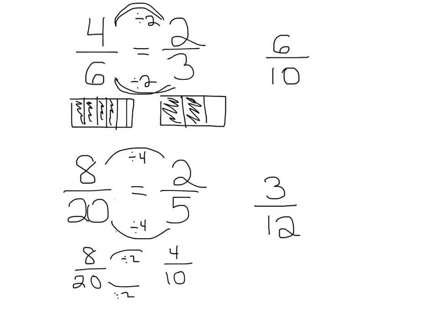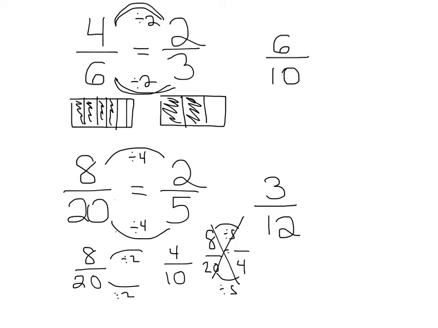Let's say you wanted to divide by 5. Is that going to work? Let's see. Yeah, you can do 20 divided by 5, and that's 4. But can you do 8 divided by 5? Nope, that one's not going to work. When you're dividing the numerator and denominator by the same number, what you divide by has to divide evenly into both the numerator and denominator.